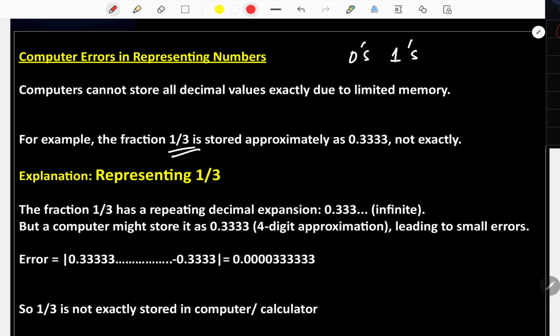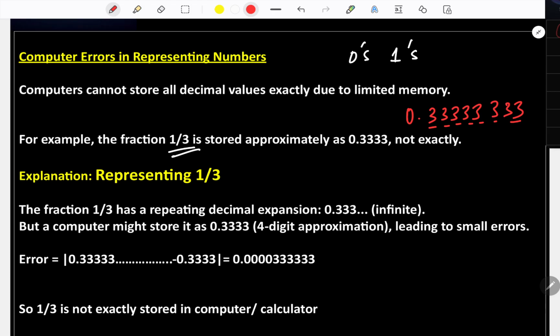So what is 1 by 3? You just put 1 divided by 3 in the calculator for 9 decimals. It gives 0.33333333. Still it continues. But the calculator gives only what? 1, 2, 3, 4, 5, 6, 7, 8, 9. So it's giving only 9 digits.